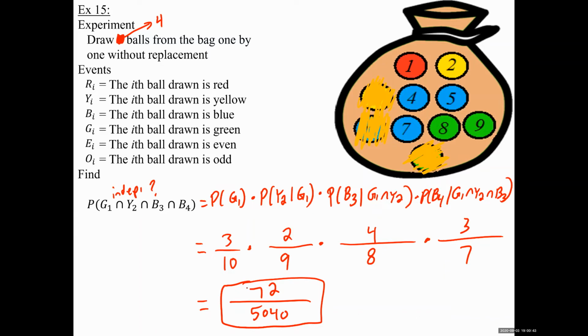Again, you don't have to multiply straight across. Just put the fractions in your calculator and multiply them. And that is example 15. Any questions on example 15?